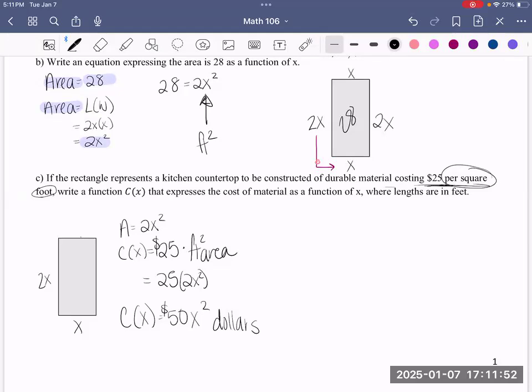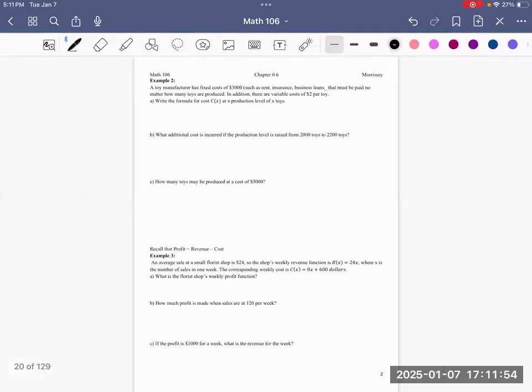We're going to try it again in example 2. Now see if you can pause the video and try out example 2 before I get there.